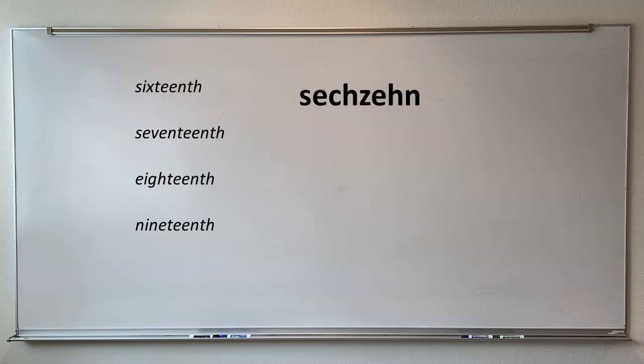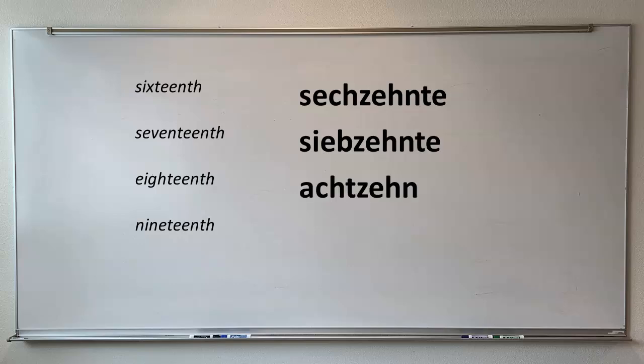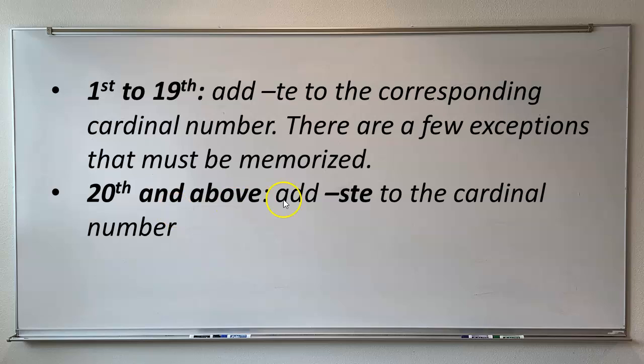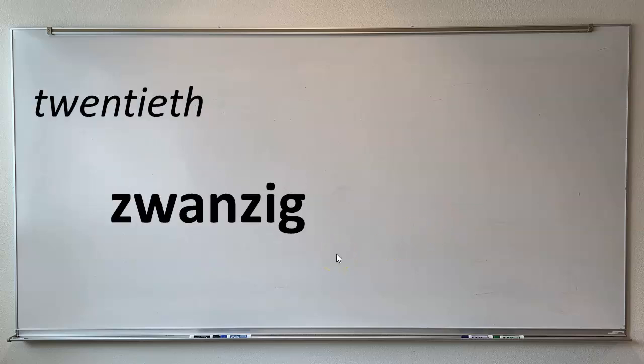16th, sechzehn, sechzehnte. 17th, start with 17, siebzehn, siebzehnte. 18th, achtzehn, achtzehnte. 19th, start with 19, neunzehn, and then add the TE, neunzehnte. So that's the first through the 19th. The 20th and above, you add STE instead of TE. So STE to the cardinal or counting number.